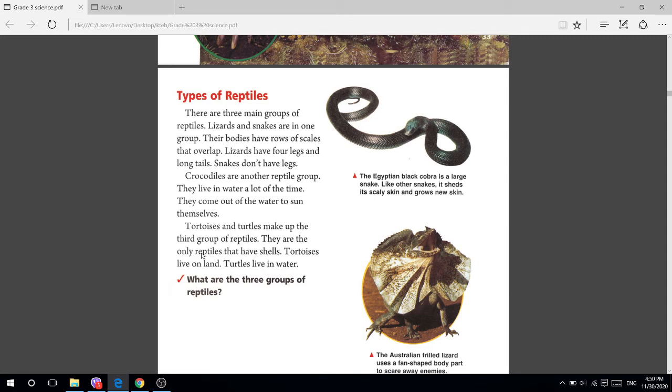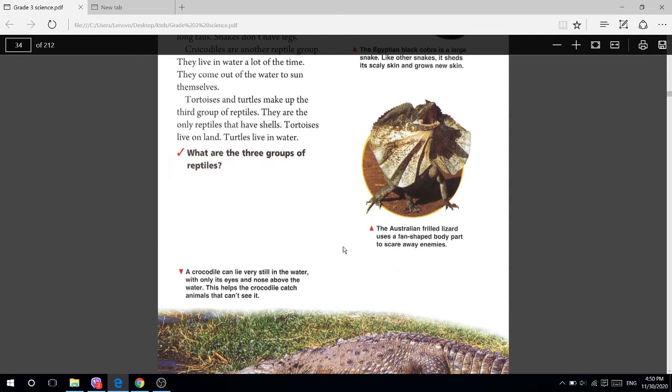They are the only reptiles that have a shell. Okay, they have very strong shells. Tortoises live on land. Turtles live in water. Okay, students, the tortoise lives on the land and the turtles live in the water. What are the three groups of reptiles?